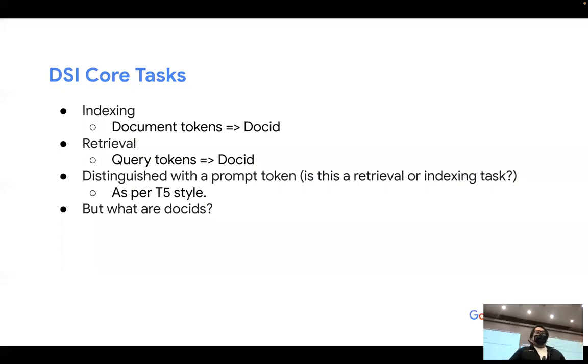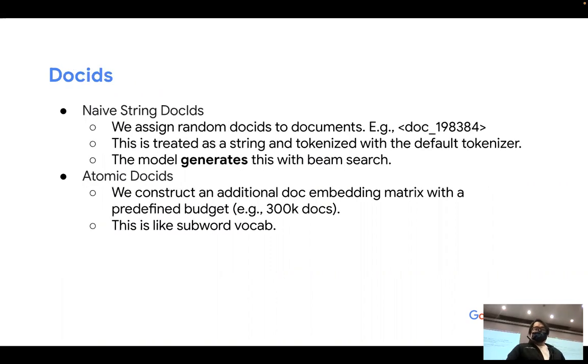And then the model figures that out on its own. Then the question that arises now is, what are doc IDs? We also study how to represent the doc IDs, because we find that they actually affect the performance quite a bit, and it's also quite an interesting research question. So the doc IDs are kind of the target space of the DSI model.